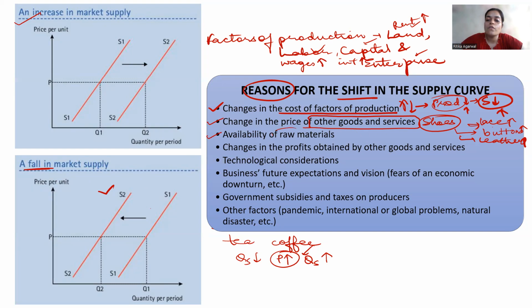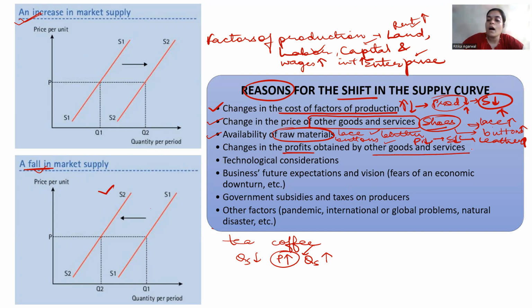Now coming to availability of raw materials. Sticking to the case of shoes only, if the firm does not have lace, does not have buttons, and even the leather, then what will happen? The firm will not be able to produce shoes. That will lead to a decline in the production. That will further lead to a decline in supply. Conversely, if there is more availability of lace, or left out buttons or left out leather, this will lead to an increase in the market supply because the firm will be able to produce more. Next is changes in the profits obtained by other goods and services.